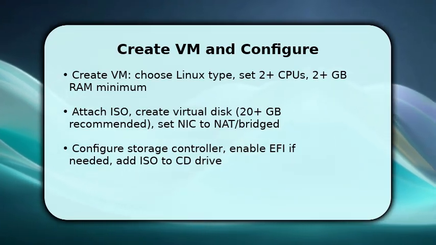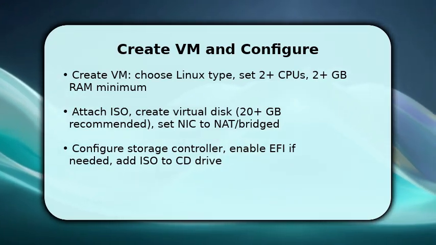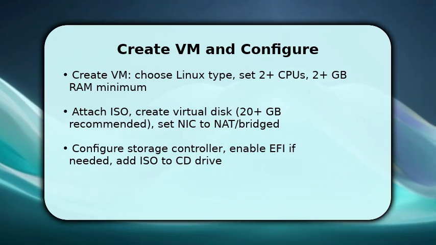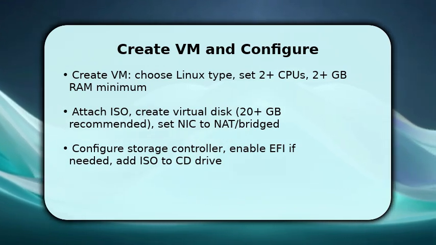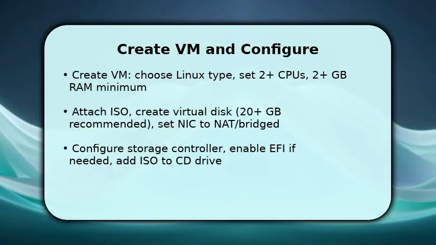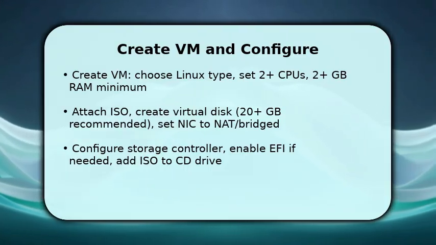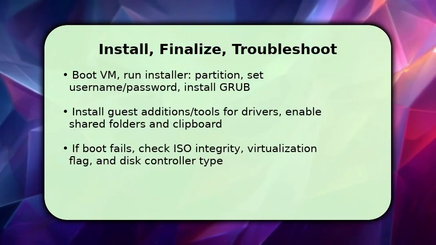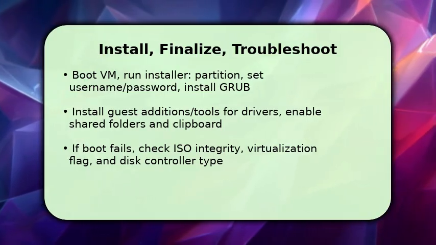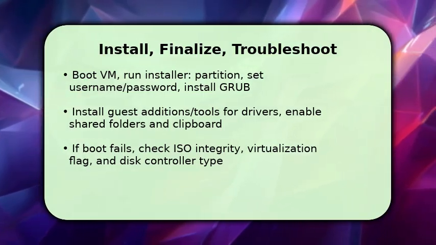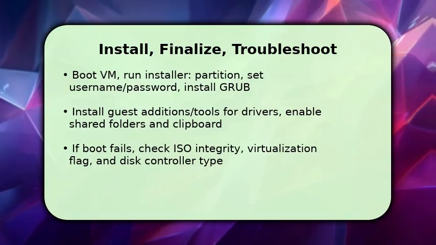Attach the ISO to the virtual CD drive and choose network mode: NAT for simple internet access or bridged for LAN visibility. Configure the storage controller and enable it, then boot the VM and follow the Linux installer. Partition the virtual disk, create a user, and install the bootloader so the system starts independently.